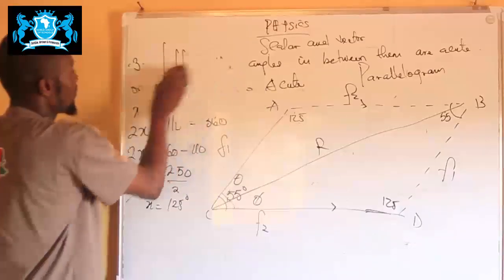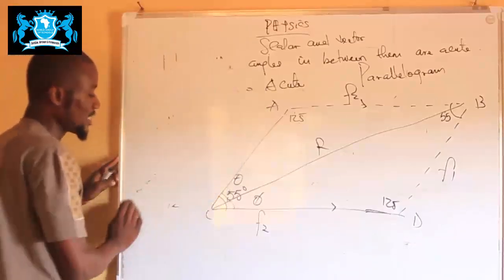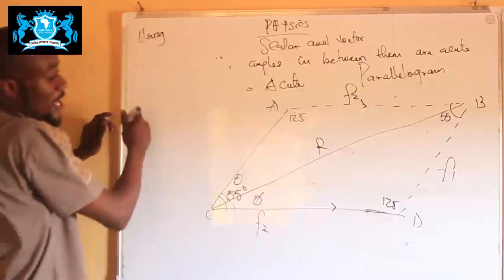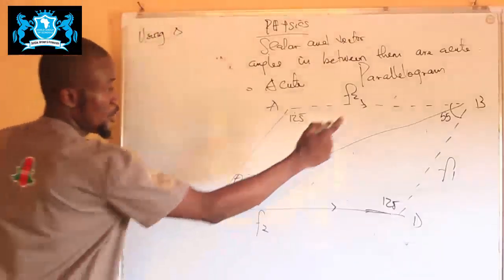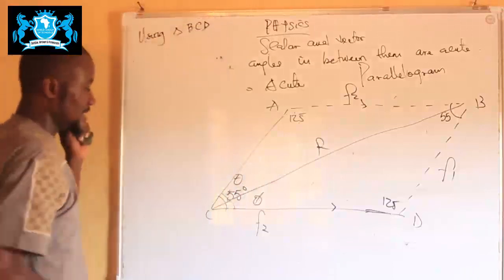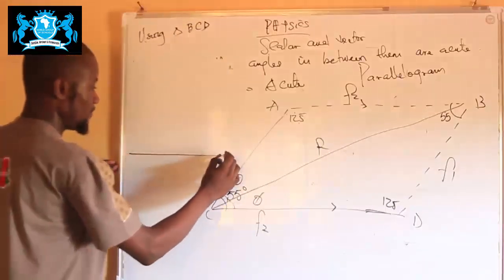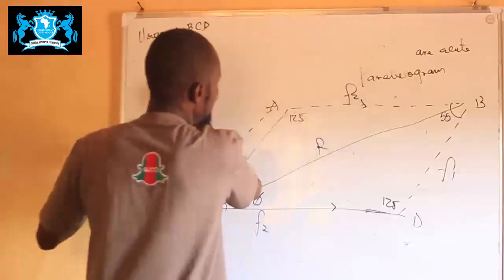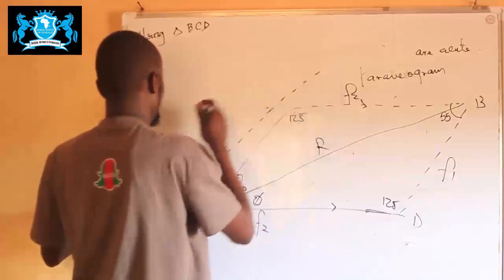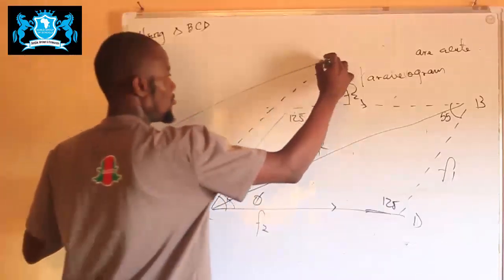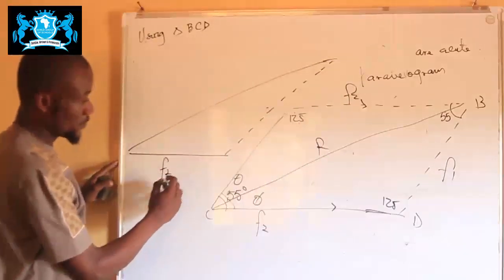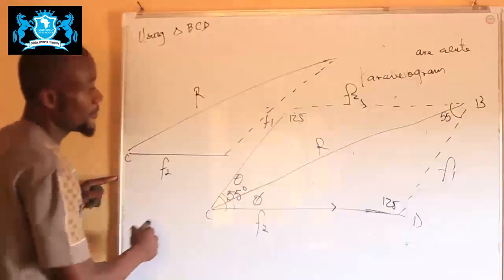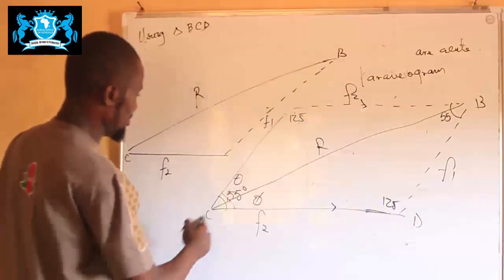So now, let's work it out using cosine rule, because that's definitely what is leading us to. Let's use triangle BCD now. BCD. We now have something like this. Here is F2, and here is your F1, and here is your resultant force. You have C, B, and D.